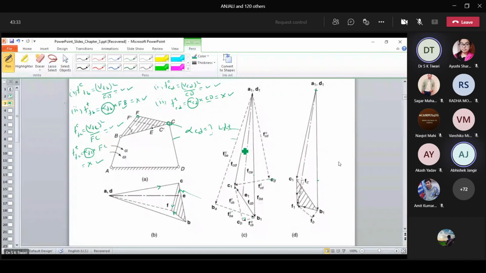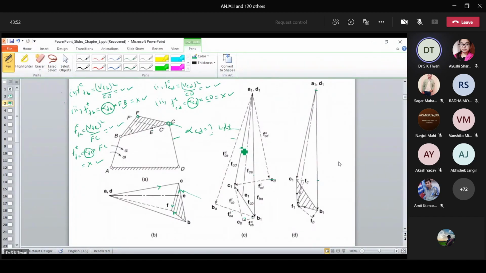Just listen to me. This vector is giving you the overall acceleration or the resultant acceleration of point C with respect to D. Yes, sir. Am I right? And for this resultant you are having two components.